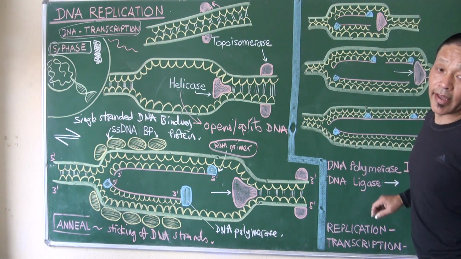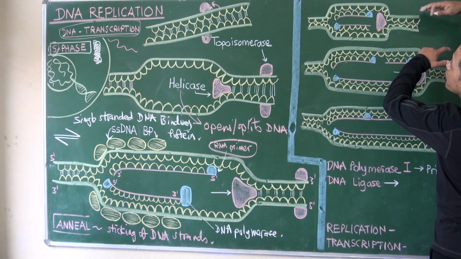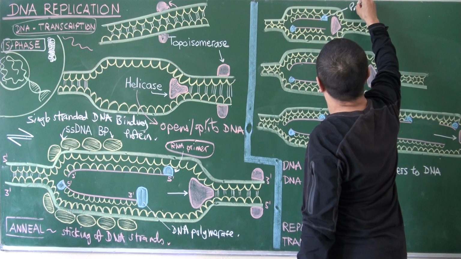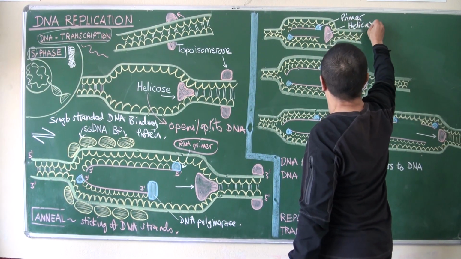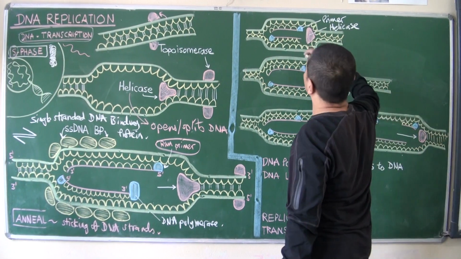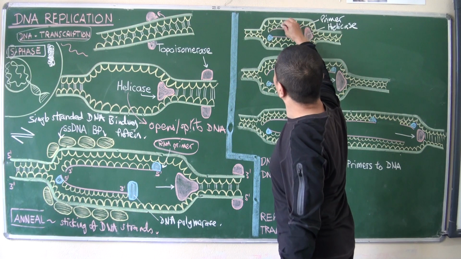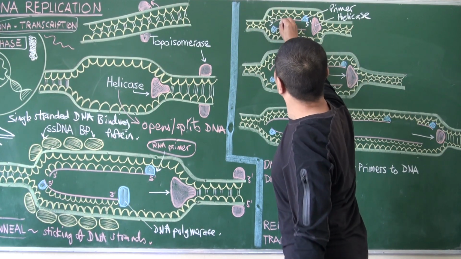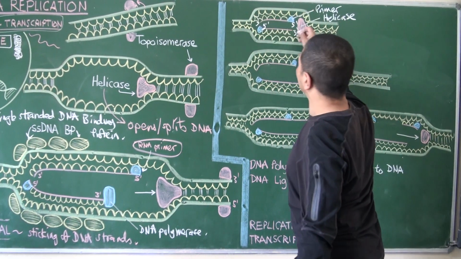As the helicase begins to move forward, it begins to open up more and more. So this is your RNA primer. This is helicase, which opens up the DNA. Here is one strand being copied, another one here. So this is 5', this is 3'. This side is the 5', this is your 3' end.